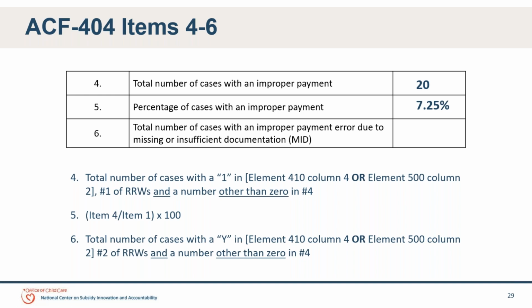Item 6 is the total number of cases with an improper payment error due to missing or insufficient documentation. And this is the total number of cases that had a Y in your record review worksheet summaries for item 2. So item 2 again is asking whether or not there was a missing or insufficient documentation error, as well as a number other than 0 in number 4. So we're looking at any case that had an improper payment that was indicated it was due to missing or insufficient documentation. In our example, there were 8 cases with an improper payment error due to MID.